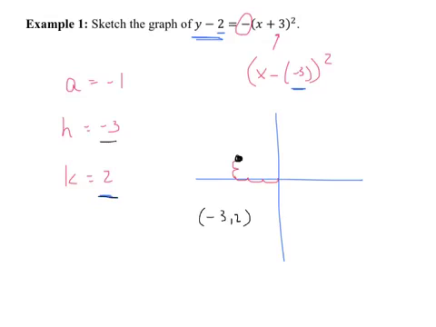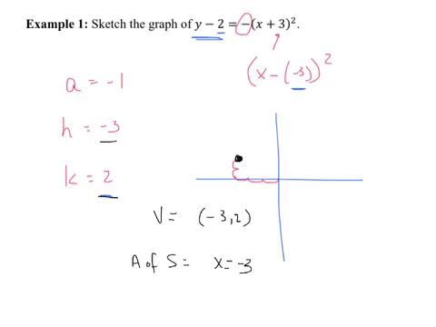h, comma k. Then we'll notice that since a is negative 1, the parabola is going to open down. It's concave down. So here's our vertex. It's concave down, but the question becomes, with what points do I plot? And the easiest thing to do is to identify your axis of symmetry. Well, the axis of symmetry, we have to remember, is x equals whatever h is.